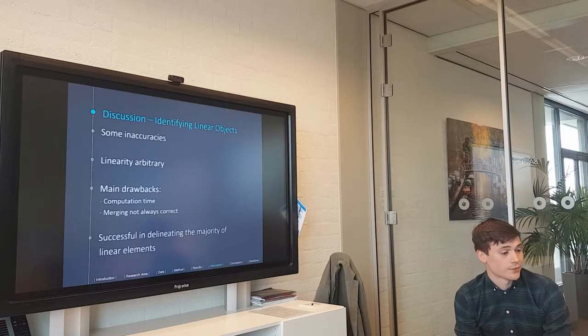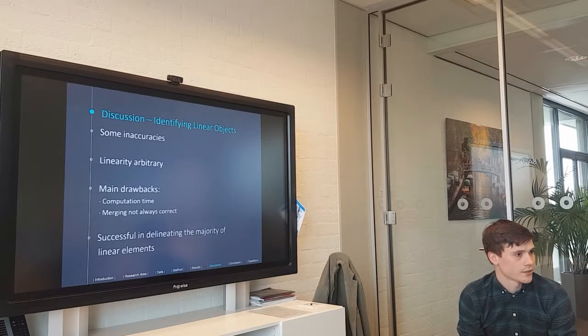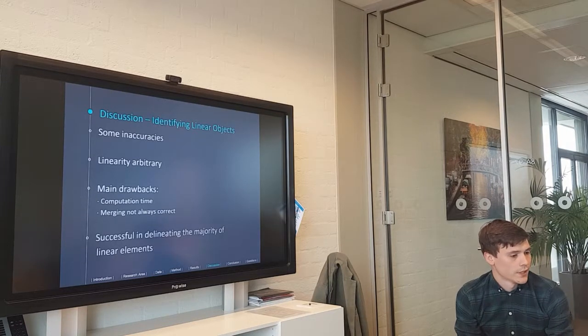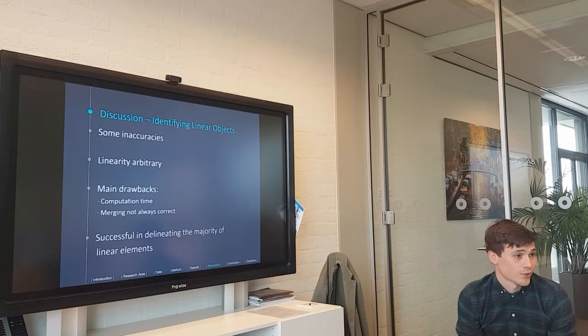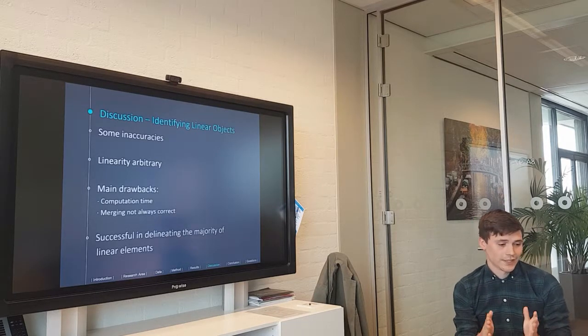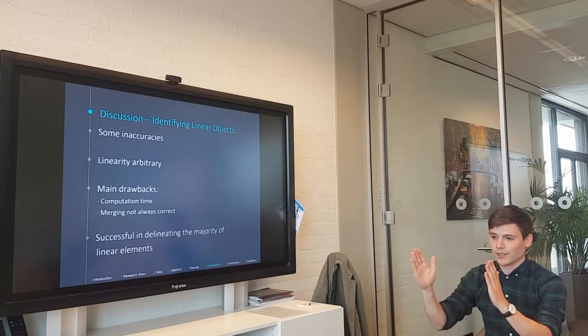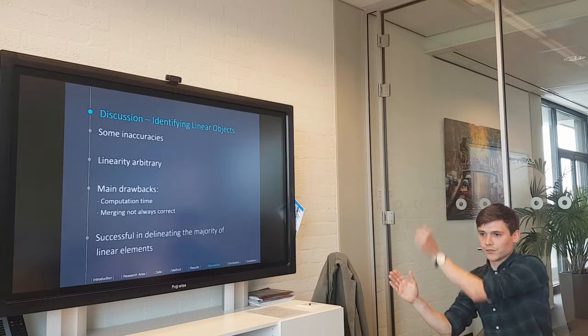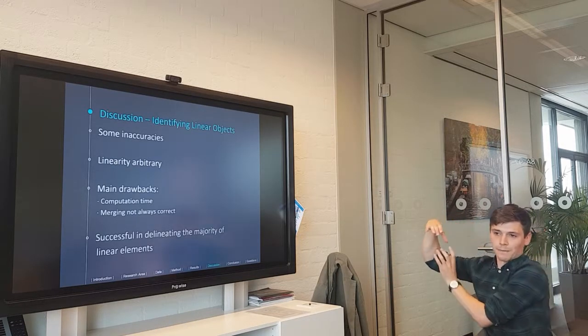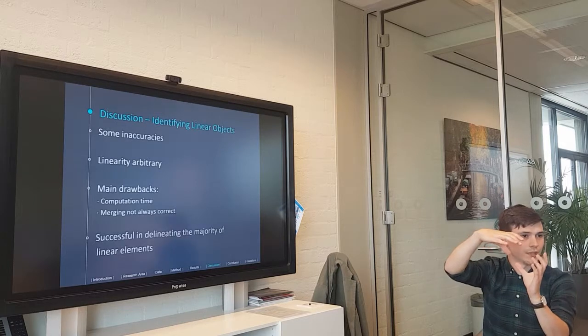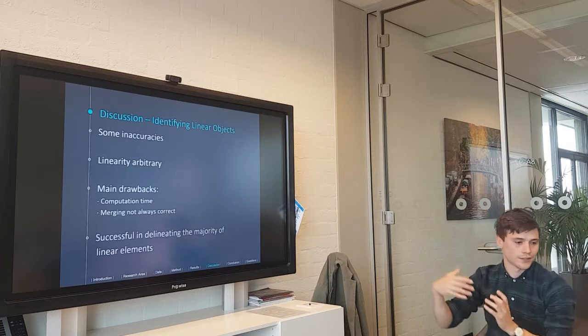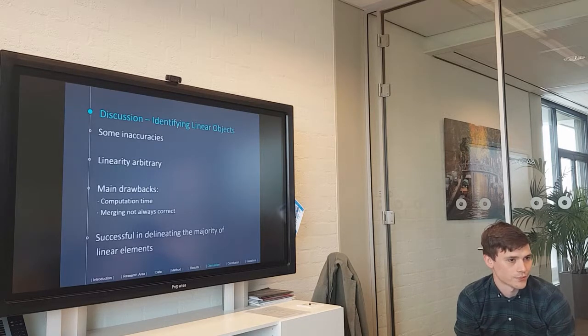The main drawbacks for me are the computation time: for this area it took half an hour, a bit more, just to segment the area. Of course, it could be faster. The merging is not always correct. What I said before, because these trees are in this pattern of being two trees, then you get segments like this, and it doesn't merge them because the direction is all facing downward. So if you could find some better way of still merging those, that would definitely be an improvement. But it was successful in delineating the majority of the linear elements.